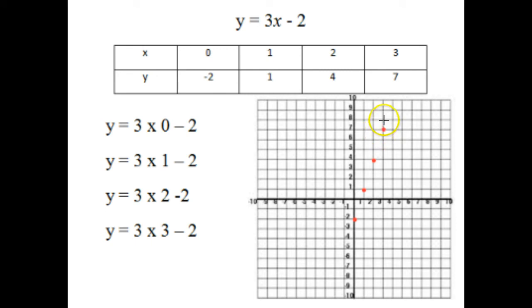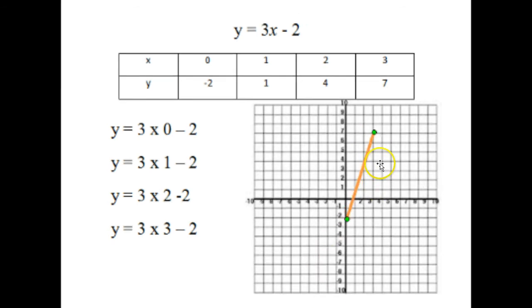Okay, now I've plotted my points. I can draw a line between my points. That wasn't very good, sorry. Yours will be a lot better because you can use a ruler. Unfortunately, I can't. Okay, so there's my line. It's always a good idea to continue that line past the points that you have plotted, and it's also a good idea to put arrows on the end. That means that the graph is continuing in both directions.